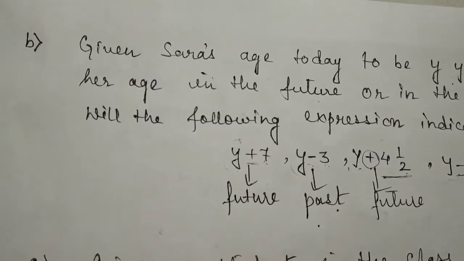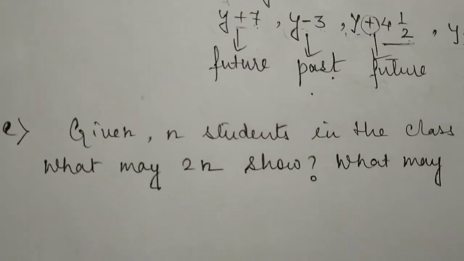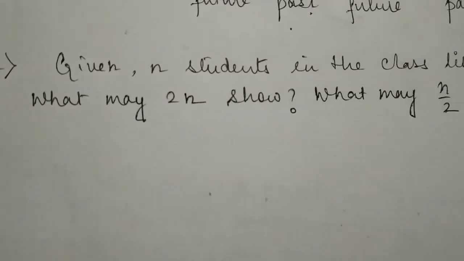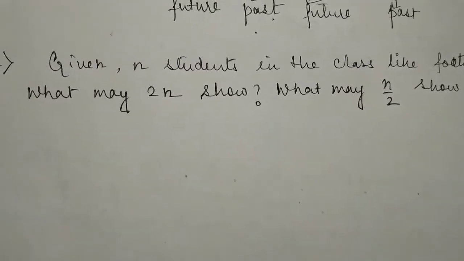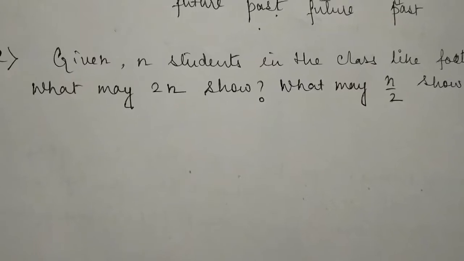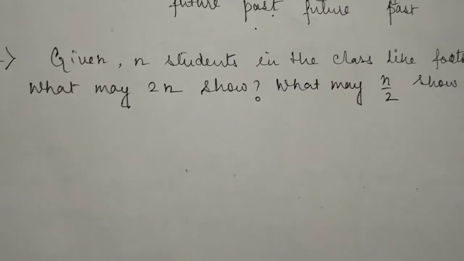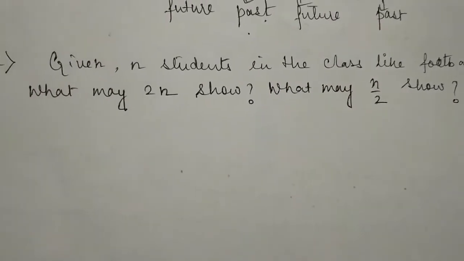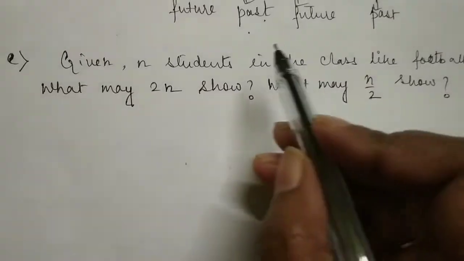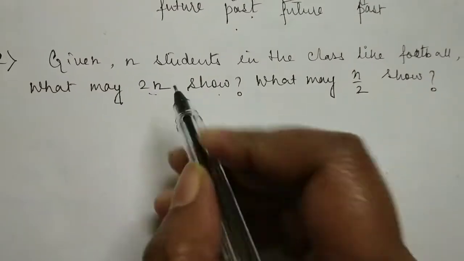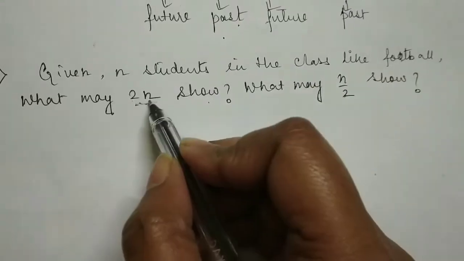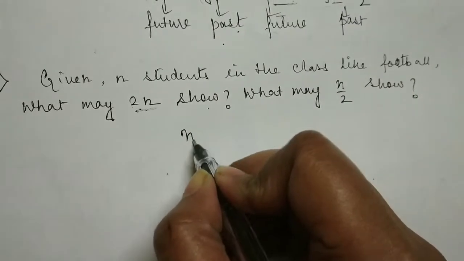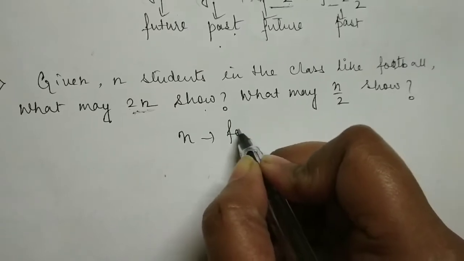Now let's come to the next part. In the C part we have given n students in the class who like football. So here n is the number of students, n can be any number. So the number of students who like football is n. Now what may 2n show? 2n means twice the number of students who like football.